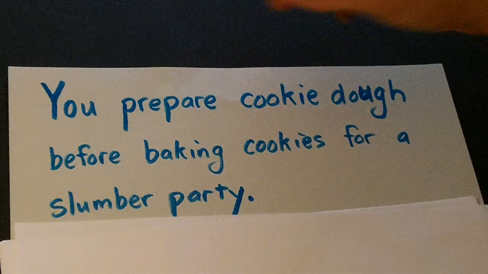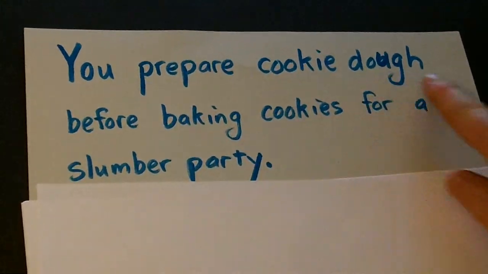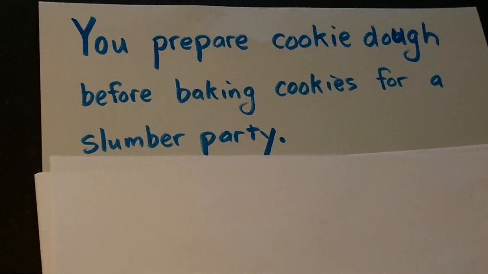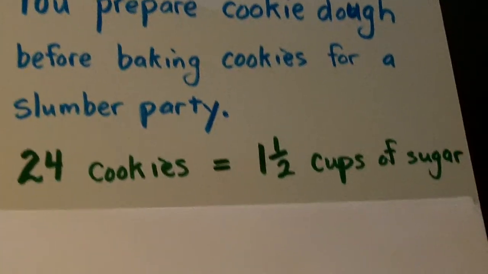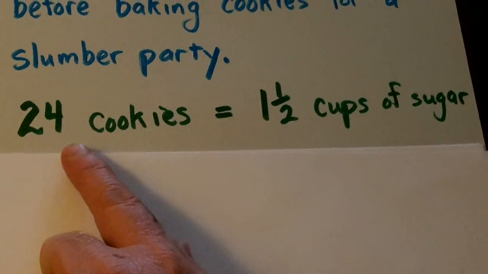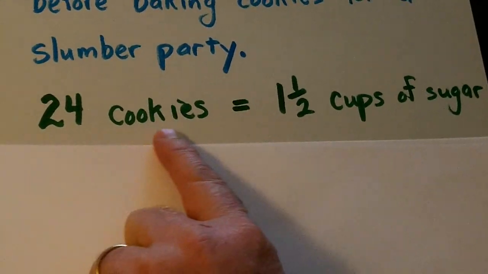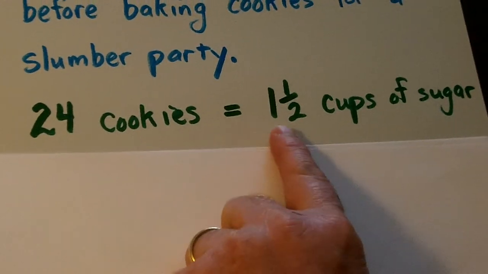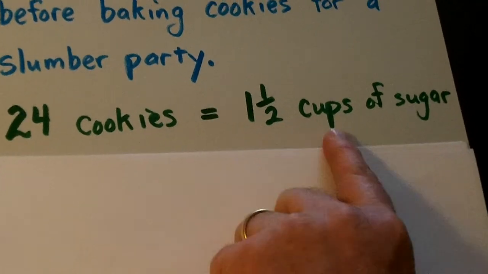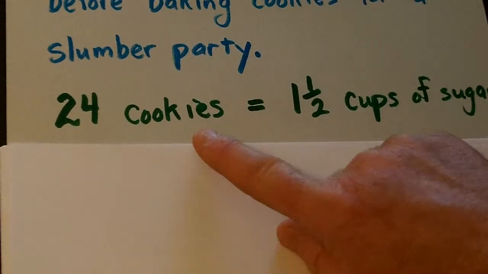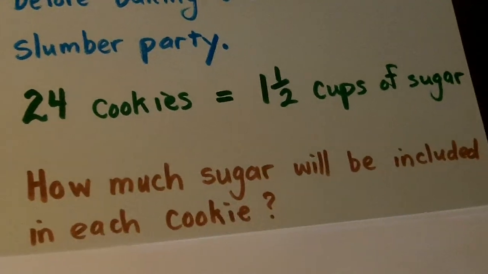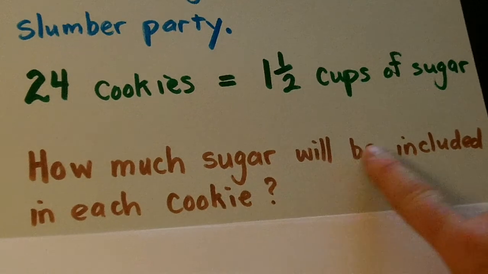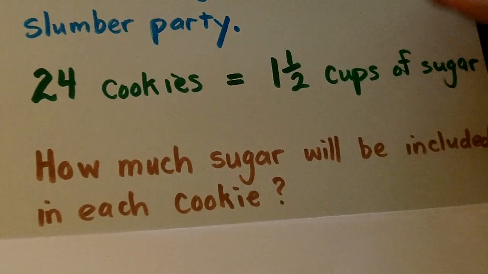Now, let's say you're going to have a slumber party. And so you want to prepare cookie dough before baking cookies. All right? Now, you're making a certain type of cookie where the recipe says if you bake 24 cookies, you're going to need a total of 1.5 cups of sugar for the whole recipe. Okay? How much sugar will be included in each cookie?